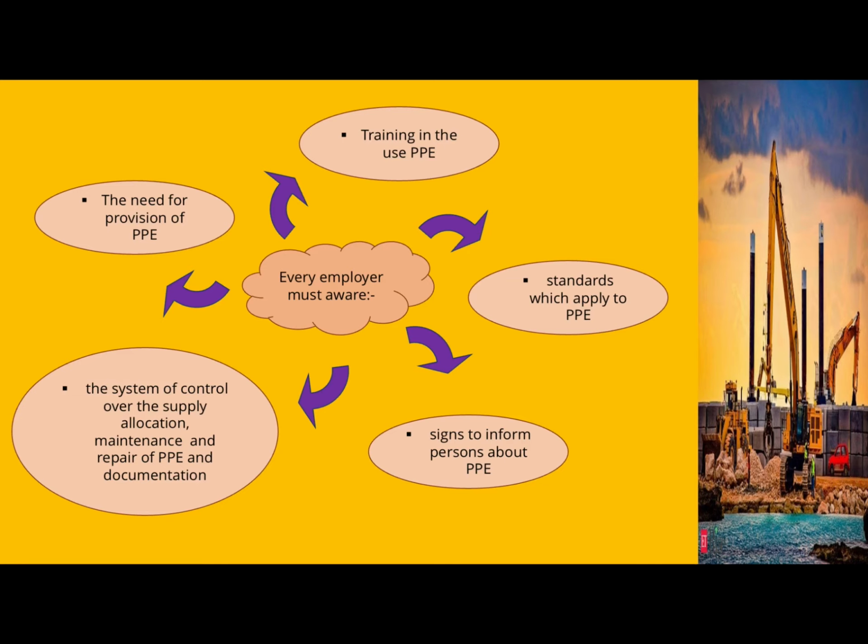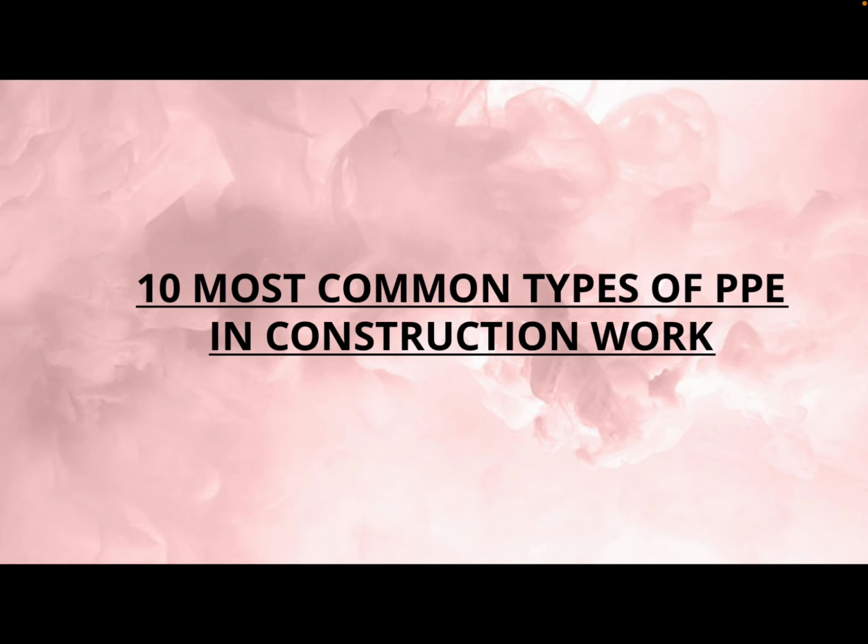Every employer must be aware of training in the use of PPE, standards which apply to PPE, signs to inform persons about PPE, the system of control over the supply, allocation, maintenance, and repair of PPE, documentation, and the need for provision of PPE. There are 10 most common types of PPE in construction work.